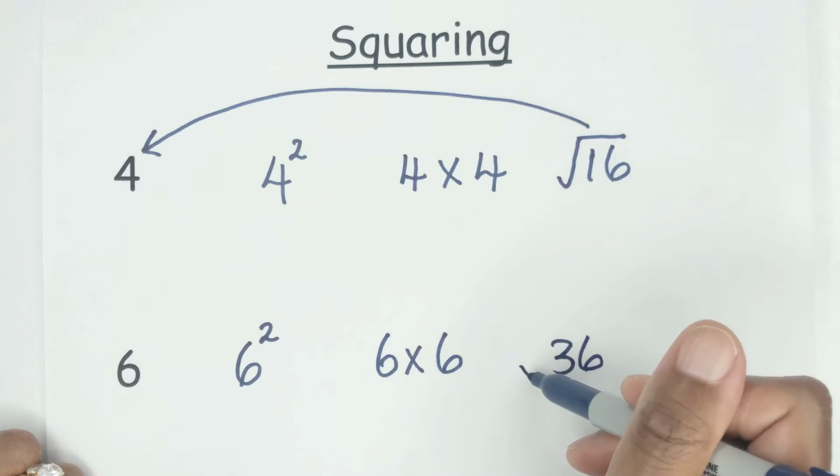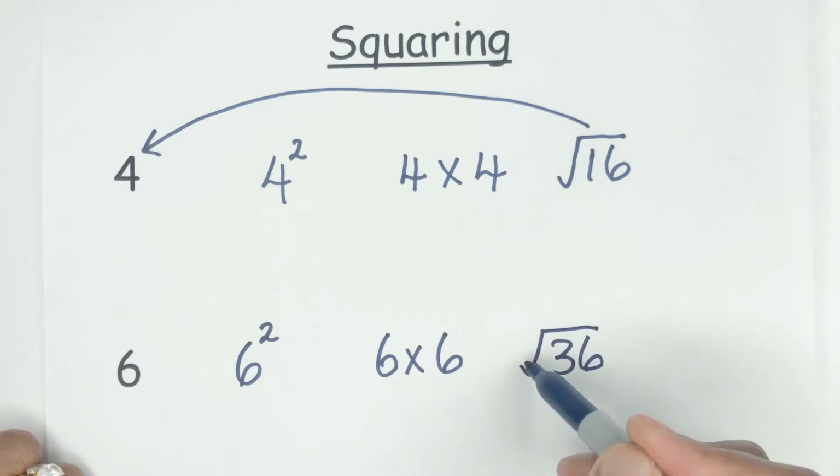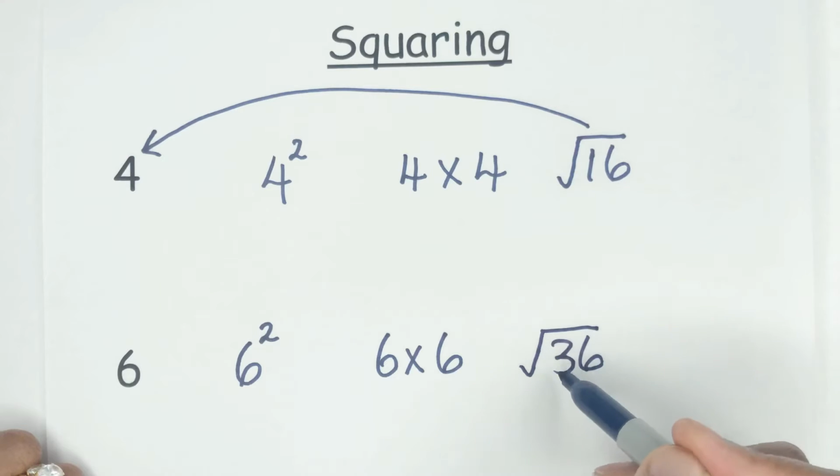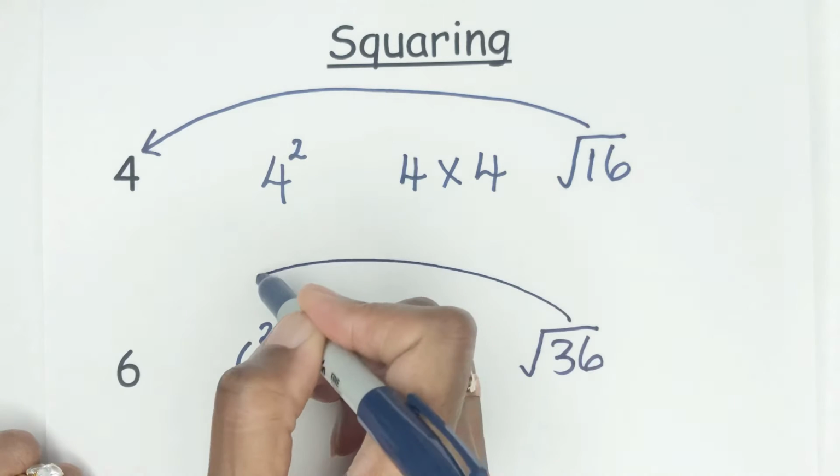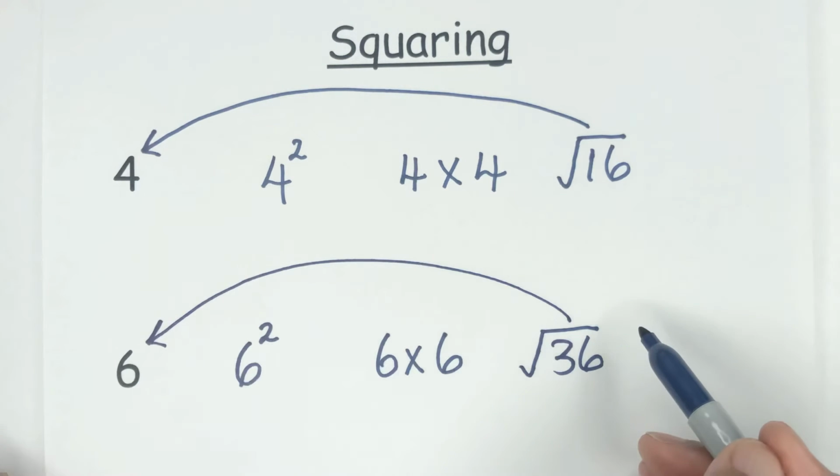So then the square root, it's a symbol for the square root. The square root of 36, you'd have to think of a number that can be multiplied by itself to give us 36. So the square root of 36 would be 6.